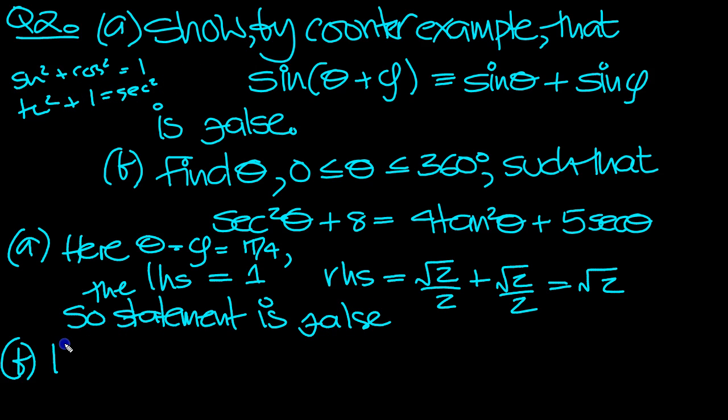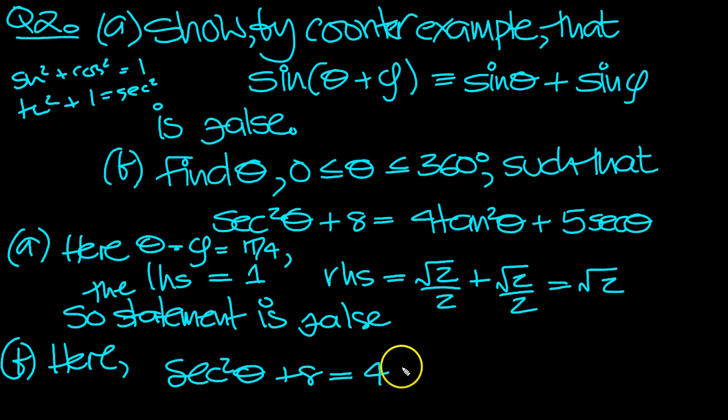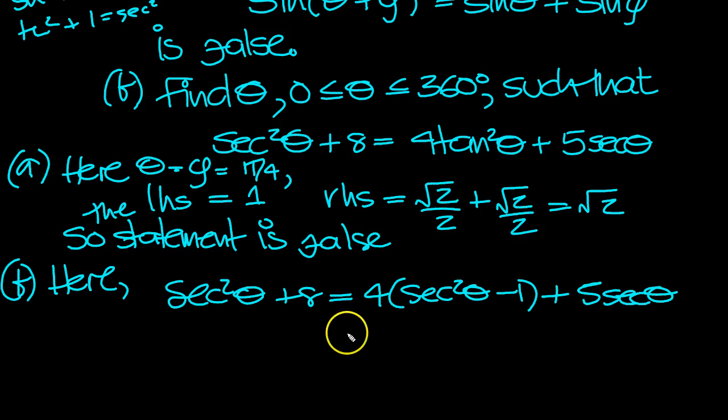So here, sec squared theta plus 8 is equal to 4. Tan squared is sec squared minus 1, so it's sec squared minus 1, that's the tan squared there, plus the 5 sec theta. So now we should get a quadratic in sec, shouldn't we? So let's have a look at that.